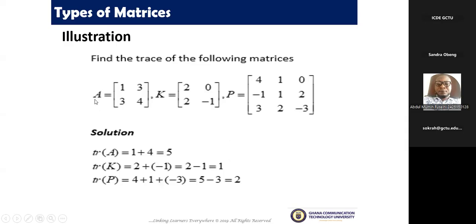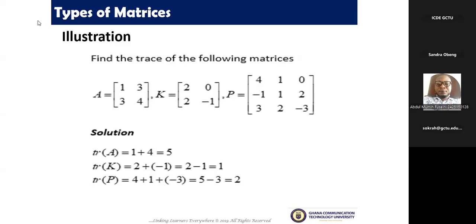Look at this. The first matrix is matrix A, which is 1, 3, 3, 4. You have to find the trace of this. What do you do? You identify the leading or main diagonal. That's why I told you that if you are unable to identify the main or leading diagonal, then there are certain questions you cannot answer. It will be difficult for you to answer them, because for you to be able to answer such questions, you should be able to identify the main or leading diagonal.